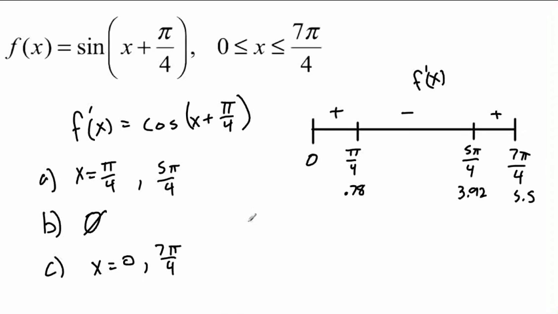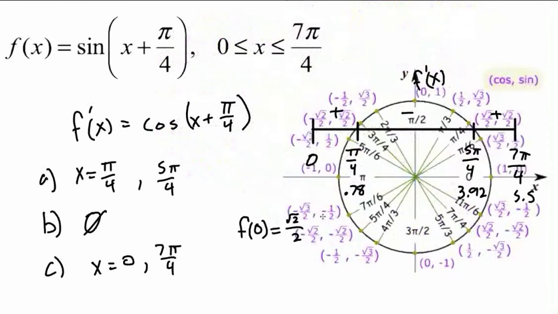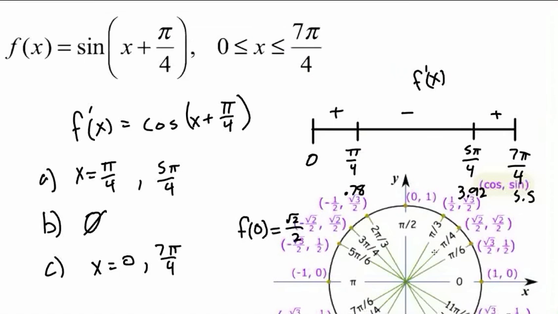So f of 0. And remember, we're plugging it into the function now because I want to see how high it goes on that function. So f of 0 is going to be the sine of pi fourths. And we know that the sine of pi fourths is the square root of 2 over 2. If you don't remember how to get that, it's on my unit circle. Pi fourths, the sine is going to be square root of 2 over 2.